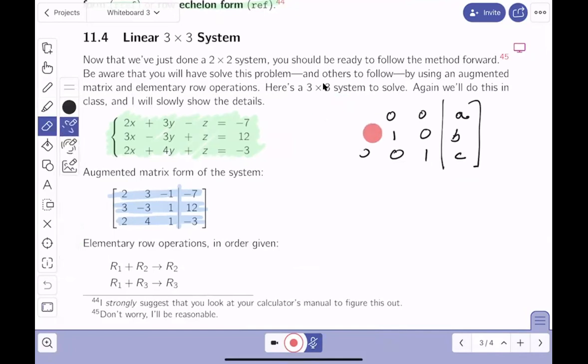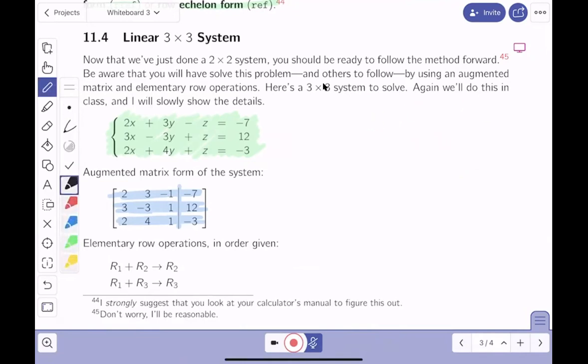I want to follow their lead. And what are they asking me to do? I'll write it down for you. They're asking me to do this. Whoops, sorry about that. Okay, I'm going to write this down for you, and as I do it, it might be tough. It says row 1 plus row 2. Row 1 is 2, 3, minus 1, minus 7. And what's row 2? 2, minus 3, 1, and 12.